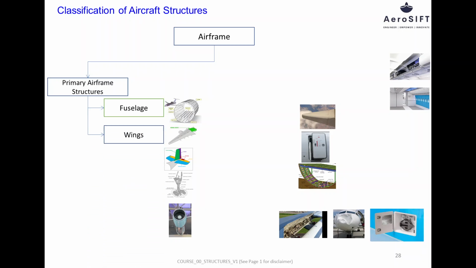Wings generate lift and support control surfaces, fuel tanks, and sometimes engines. They carry major aerodynamic and structural loads during flight. The empennage, or tail assembly, provides stability and control. It includes the horizontal and vertical stabilizers and carries aerodynamic loads from control surfaces.